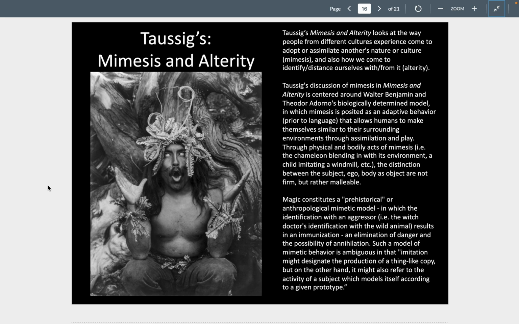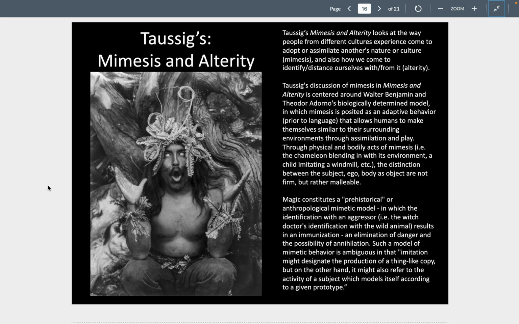In terms of shamanism and I guess a type of witchcraft, Taussig also talks about mimesis and alterity. In mimesis and alterity, he looks at the way that different cultures experience or assimilate another's culture, in terms of how we come to identify or distance ourselves from alterity, from a culture. So this notion that we are always absorbing culture is a theme running in our class. We have seen this absorbing of cultures in soap operas and telenovelas. We will look at it in terms of rock and roll. This is definitely something that we find prevalent in culture.